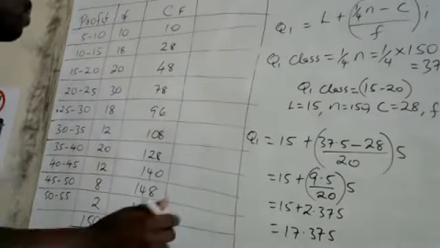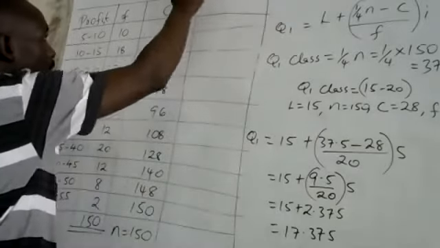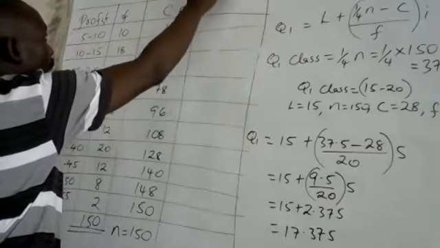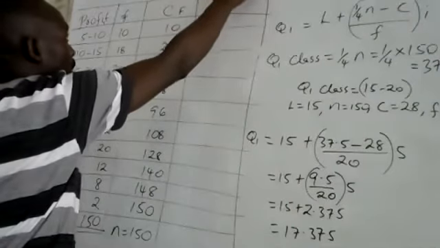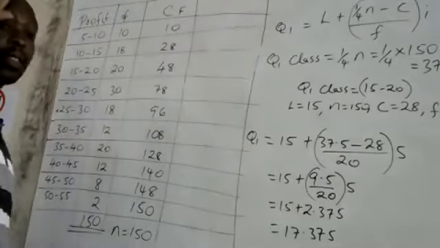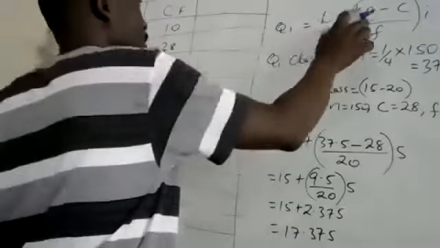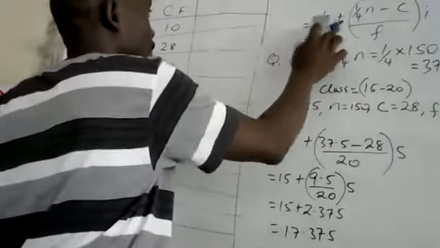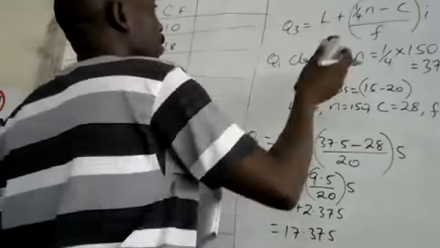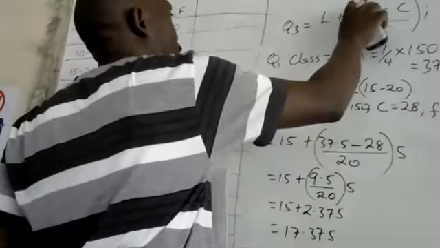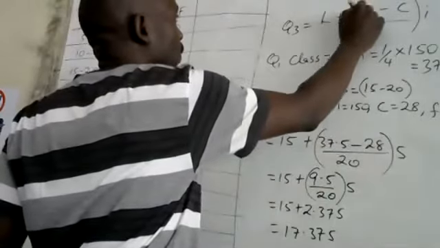After getting that, remember we have obtained, I want to note it somewhere. Q1 is 17.375. We now calculate the Q3. It is now going to be 3/4 of n. It is going to be given by 3/4n.